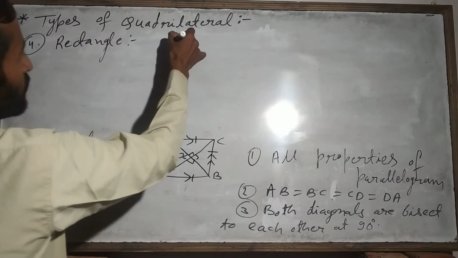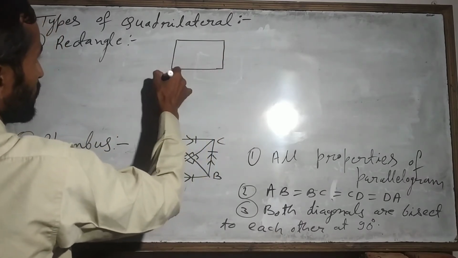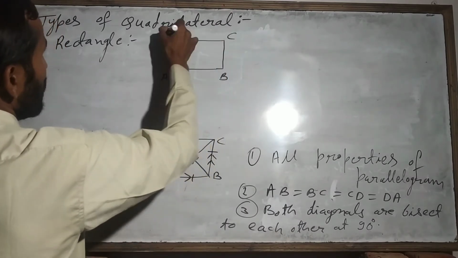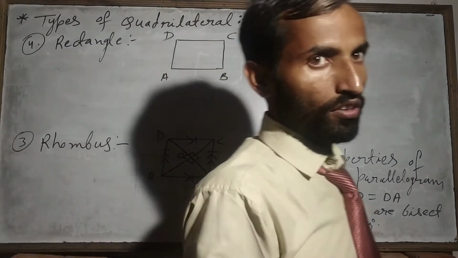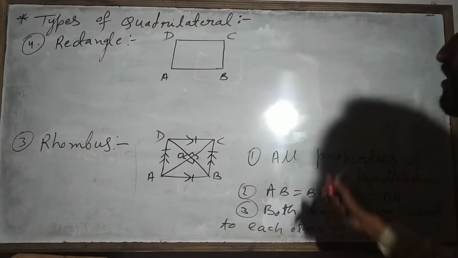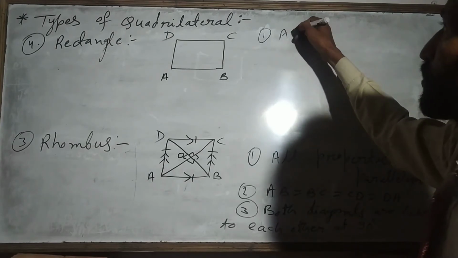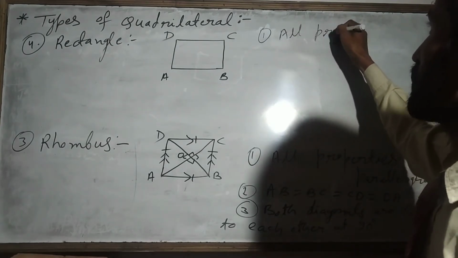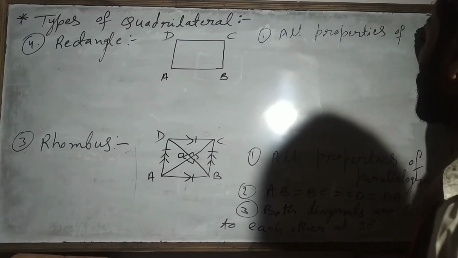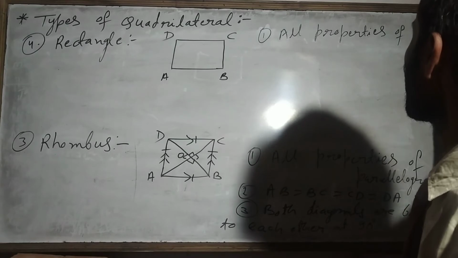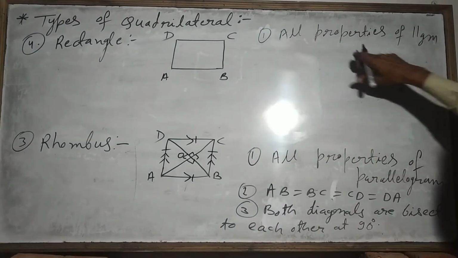A rectangle is like a parallelogram only, but there is some difference in this. I will explain what is different between the parallelogram and the rectangle. So again I will write the properties of the rectangle. All properties of parallelogram will come here also. We can write a shortcut for the parallelogram properties: parallel and GM.